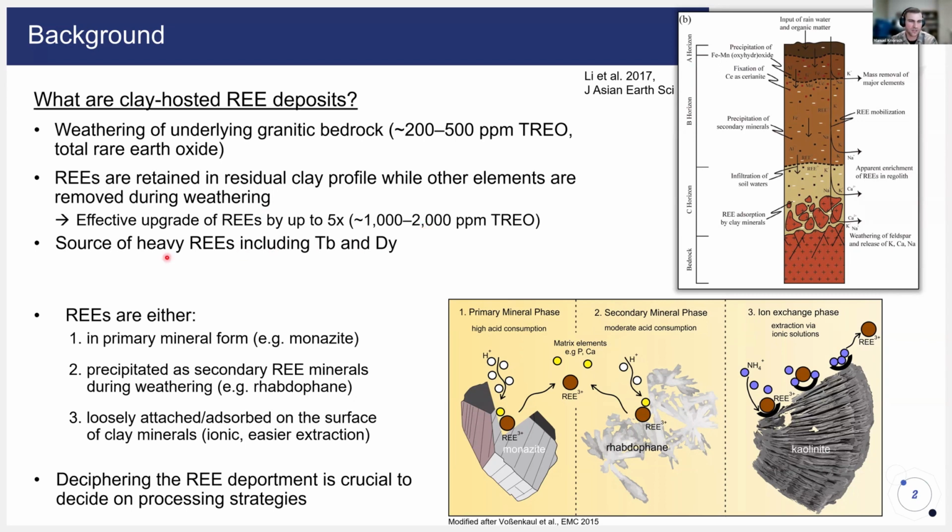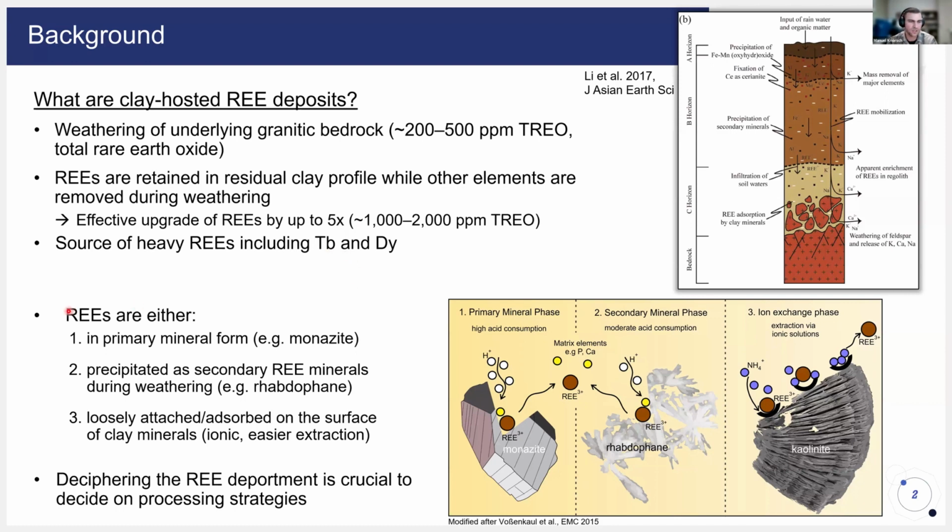Overall, on a global scale, they're a source of heavy rare earth, including terbium and dysprosium. Those are the two you need for permanent magnets, especially for high temperature applications. That's also the advantage of clay-hosted rare earth deposits over, let's say, carbonatites or heavy mineral sands, which are other rare earth sources, but they don't have the heavy ones to that extent.